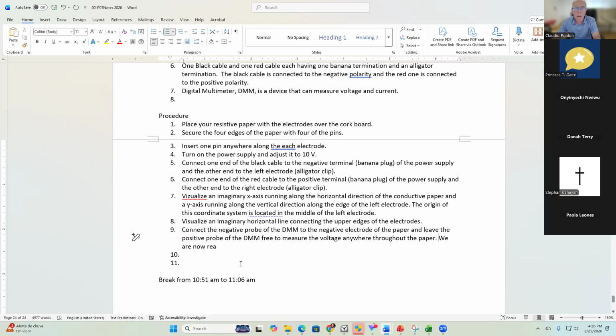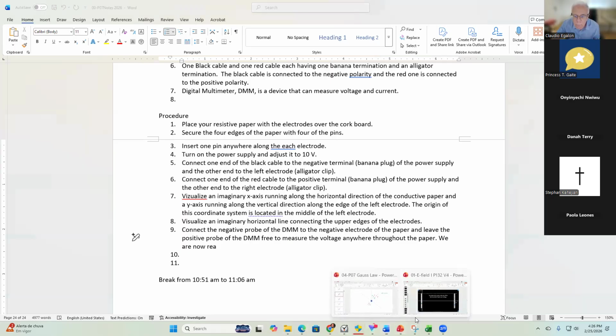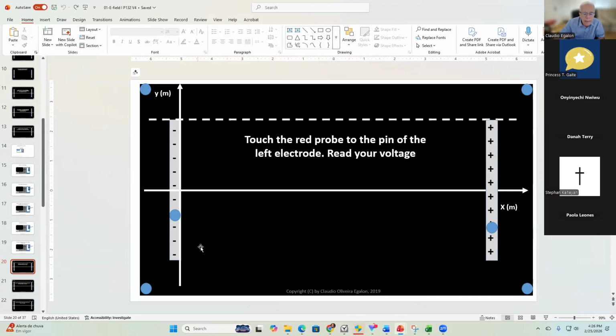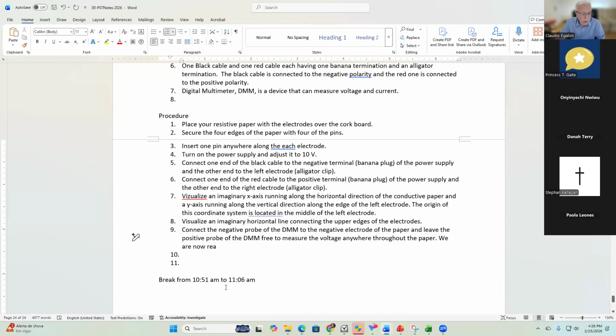Going back right here, the black cable of the multimeter is kept fixed right in here at this negative plate, and the red probe of the multimeter travels throughout this region here of the black paper. That's what it means. Leave the red one free and the black one attached to the negative polarity of the paper.